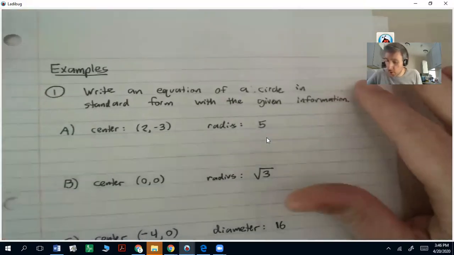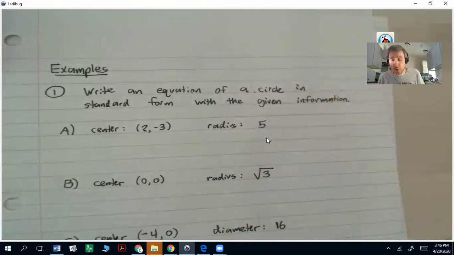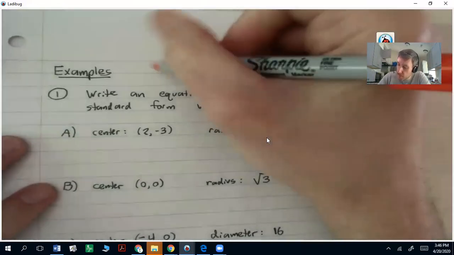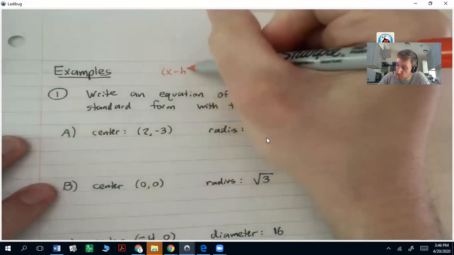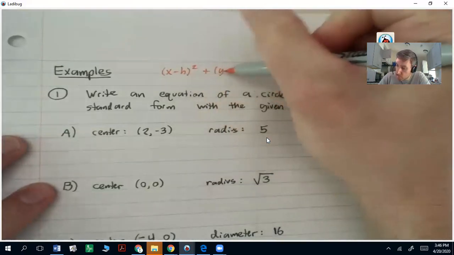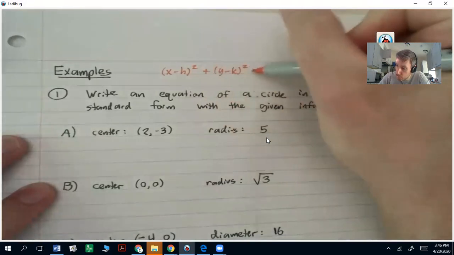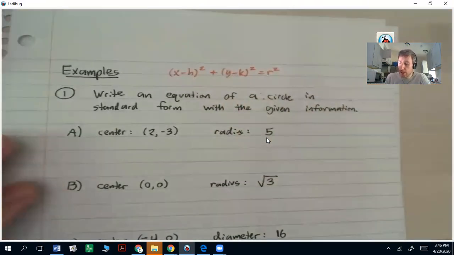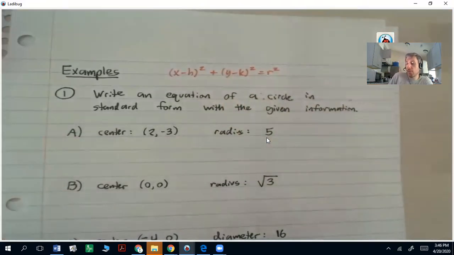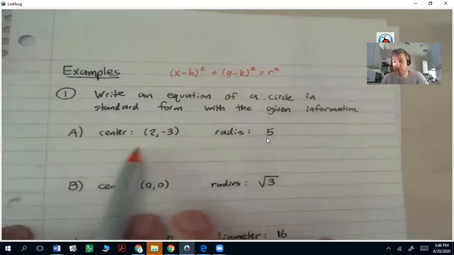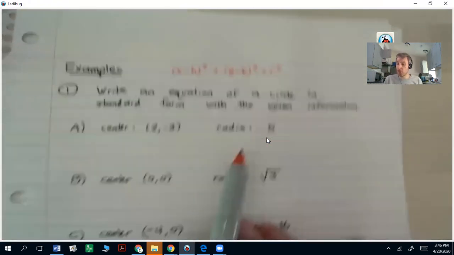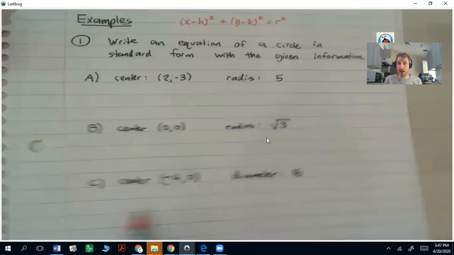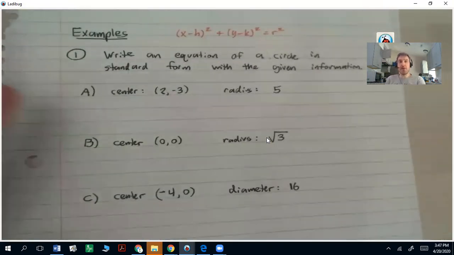Okay, so continuing the circle equations, now that you know what the equation of the circle looks like, let's identify how to write an equation of a circle given some information. So I'm going to do a couple examples here, and I'll have you try maybe C on your own, okay?